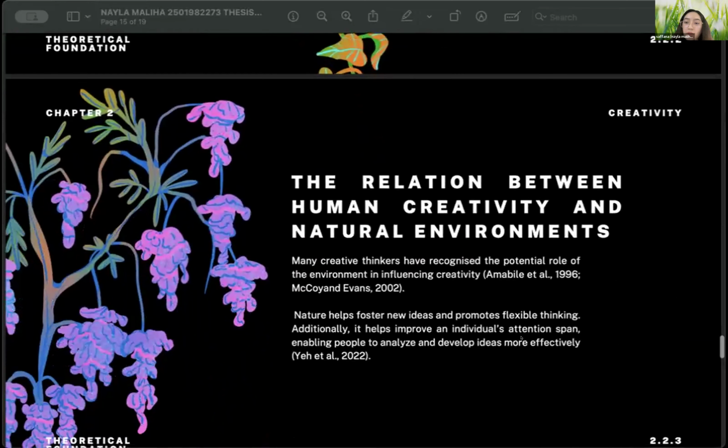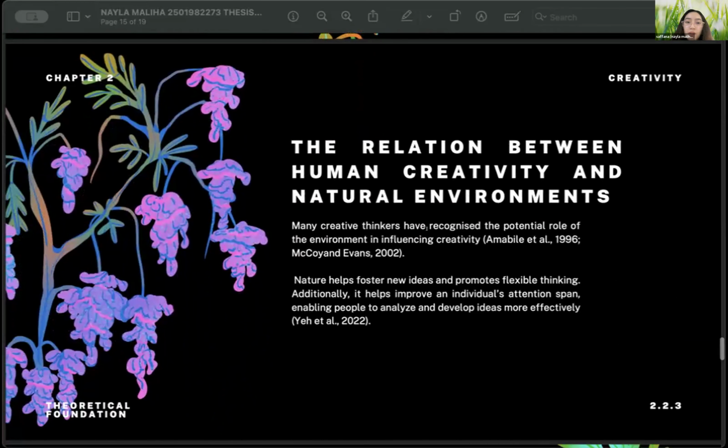So moving on to the relation. Many creative thinkers have recognized the potential role of environment in influencing creativity. It helps foster new ideas, it promotes flexible thinking, and additionally, it also helps improve an individual's attention span, enabling people to analyze and develop ideas more effectively.